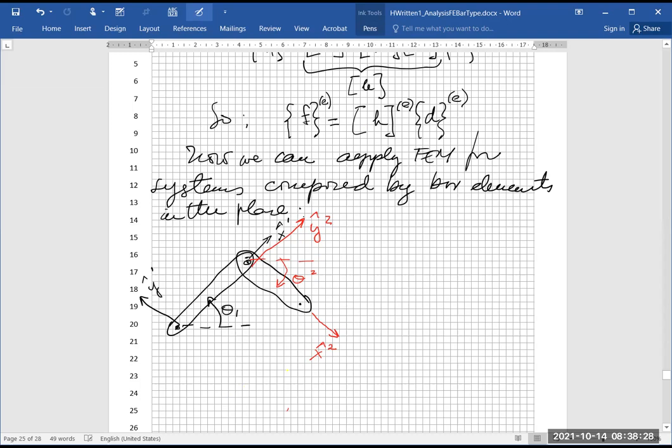So here, we can say, for example, that, maybe if you want something like this, this is going to be X and Y. So X and Y is a global reference system.